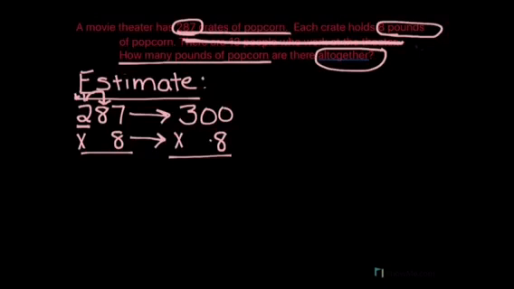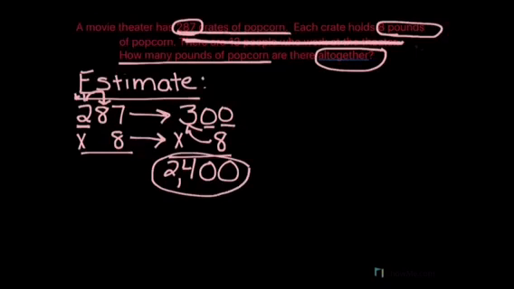I know 8 times 3 is 24. And then I have 2 zeros, so I can use my zero trick. So my estimate is 2,400.